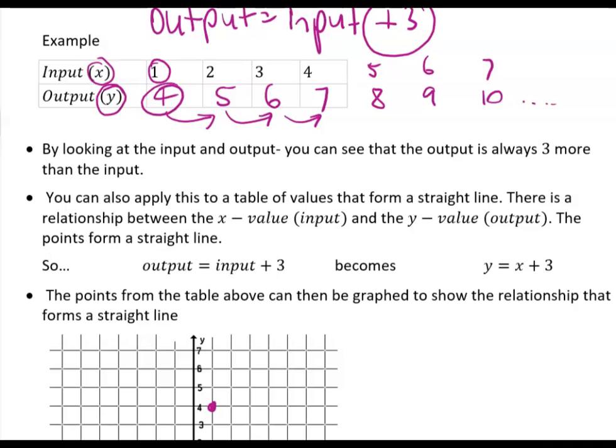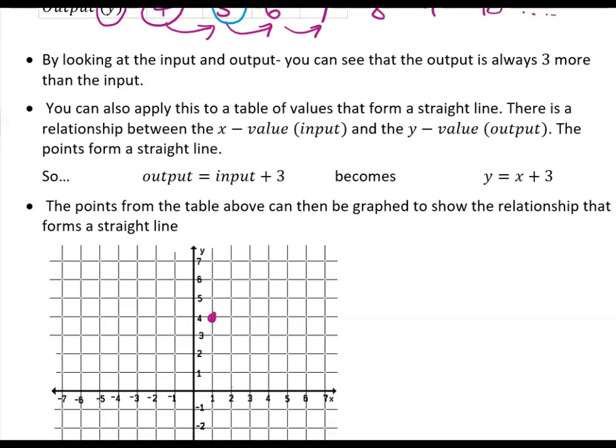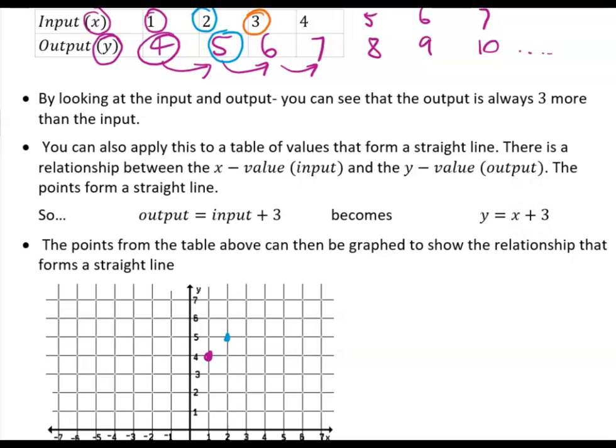When x is 2, y is 5. So when x is 2, y is 5, we put a dot. When x is 3, y is 6. So x is 3, y is 6, put a dot. And the last one, when x is 4, y is 7. 4 and up 7, put a dot. So you can see not only does it make a nice pattern here in our table, it also makes a pattern when we graph it.